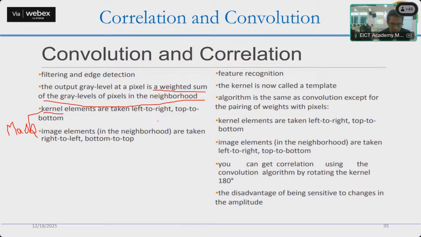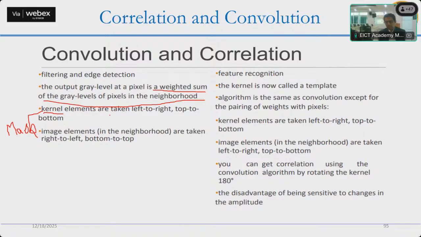Image elements in the neighborhood are taken right to left, bottom to top. Because we are moving the mask, this is sufficient for the operation. But if somebody says, no, I want to move the image element, which is the more difficult way, then you do it this way, moving right to left and bottom to top. But normally we move the kernel because it is smaller in size in comparison to the image.